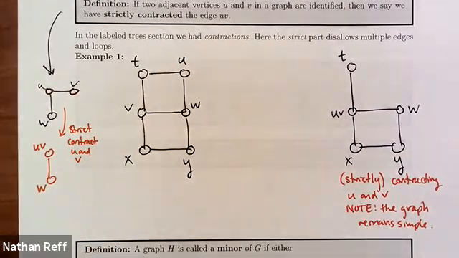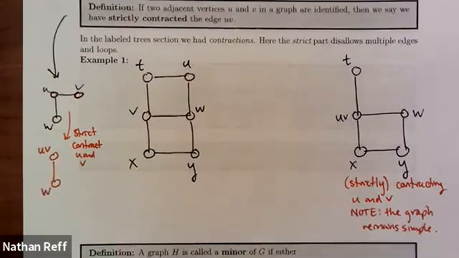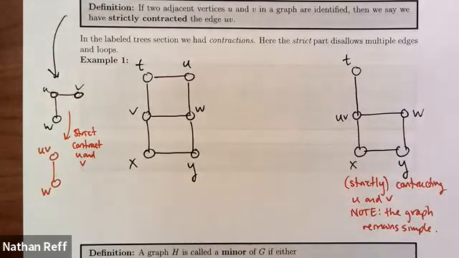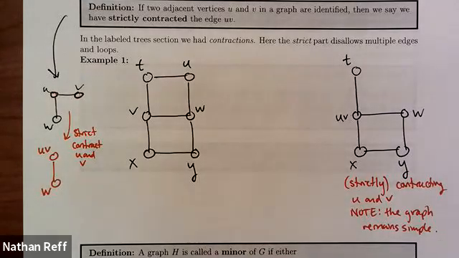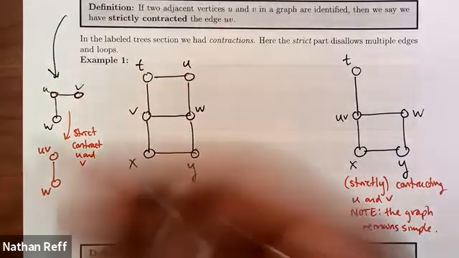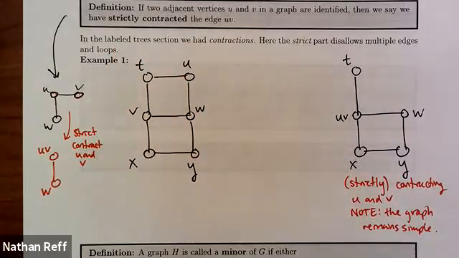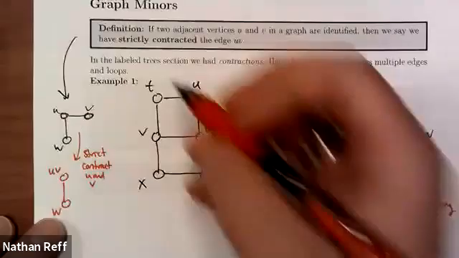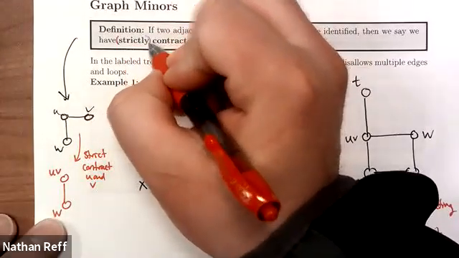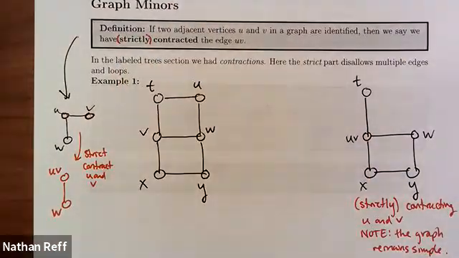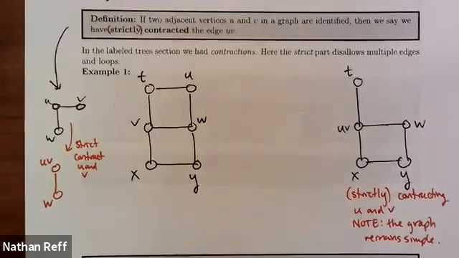In the literature, most of the time, this process is what people are referring to when they talk about a contraction. They don't even say the word strict. What we did before was a more general version of a contraction. I guess you could call this one a contraction and maybe that one a weak contraction or something like that. Just note that in the literature, they might not always use the word strictly contracted. Most of the time, they actually mean this.